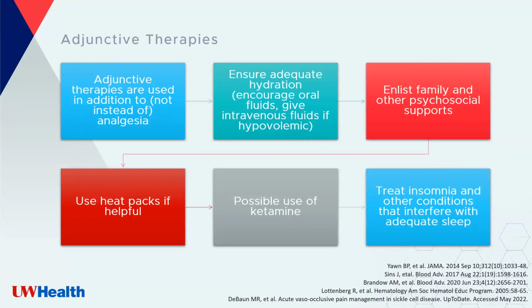So, alluding to adjunctive therapy here, adjunctive therapies, as I mentioned, are in addition to and not instead of analgesia. And so, we would also want to ensure adequate hydration, so encouraging oral fluids, giving IV fluids if hypovolemic. We want to keep the family involved, so enlisting family and other psychosocial supports, using heat packs if helpful. Possible use of ketamine, limited data here, but guidelines do recommend the possible use of ketamine if deemed appropriate, and then also treating insomnia and other conditions that interfere with adequate sleep.